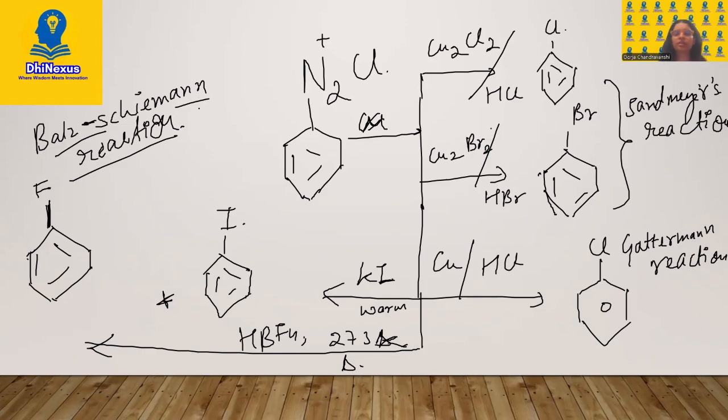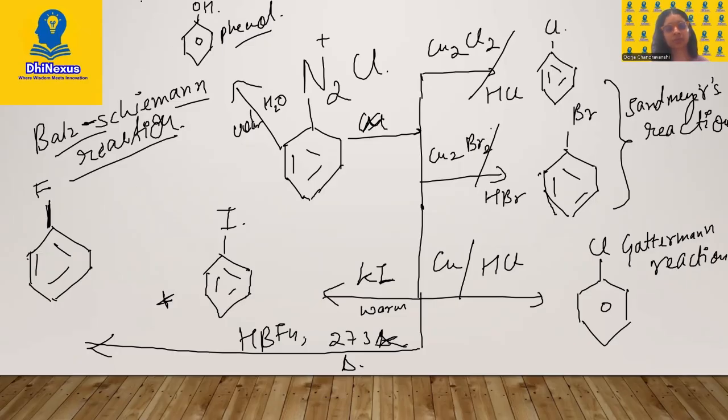N2Cl can also find a number of other uses as well. Suppose I react it with water, it can be used to prepare phenol as well. But we'll see more about that in the next chapter, which is alcohols. So this is how we prepare iodobenzene, fluorobenzene, chlorobenzene and bromobenzene.